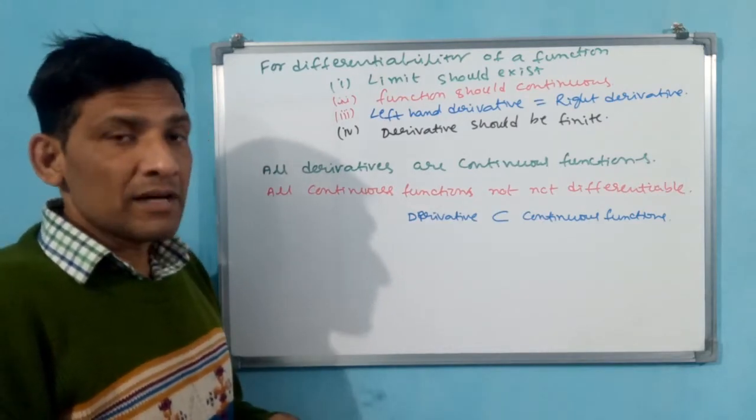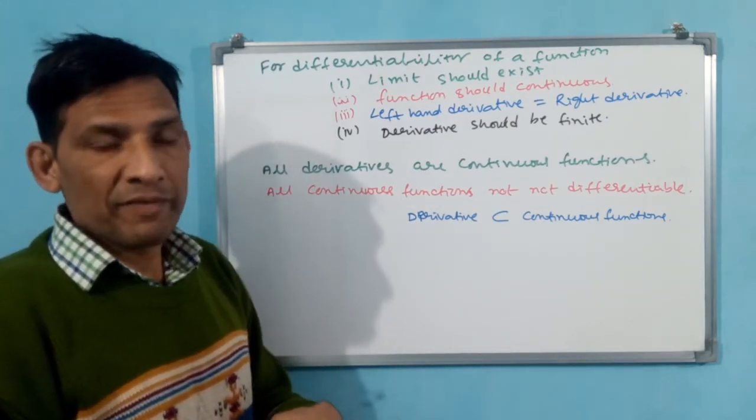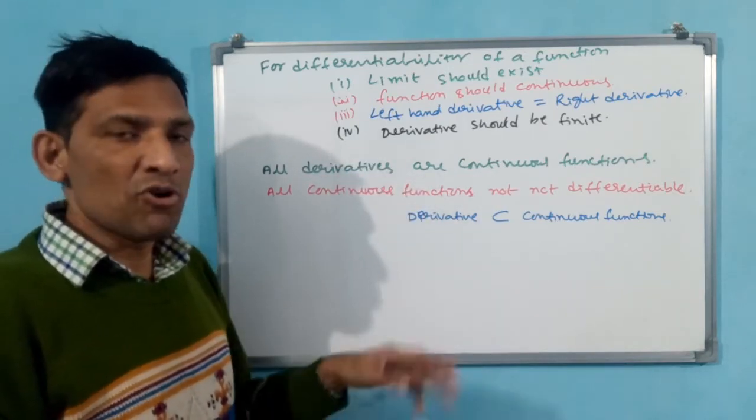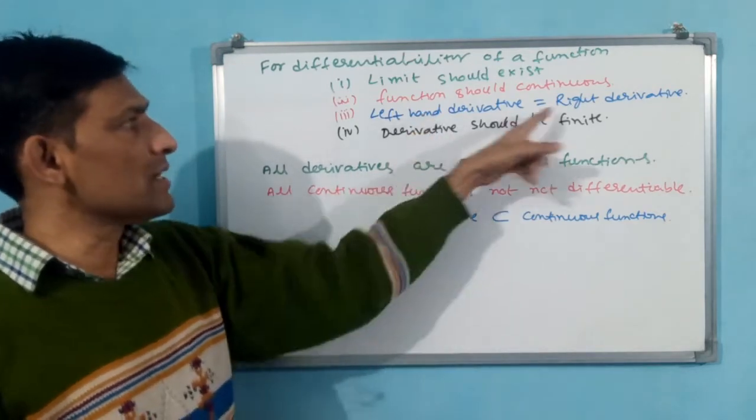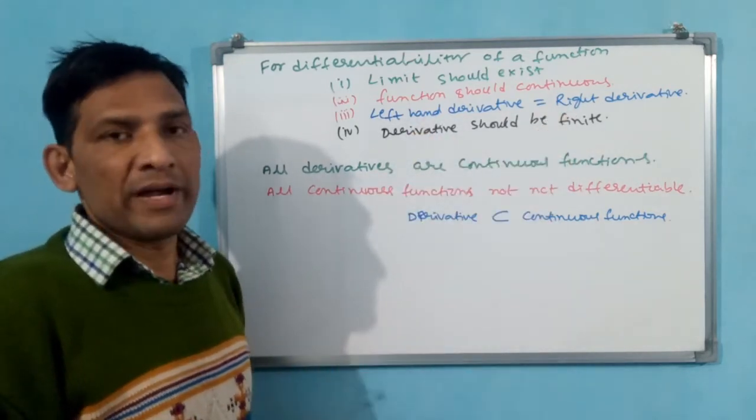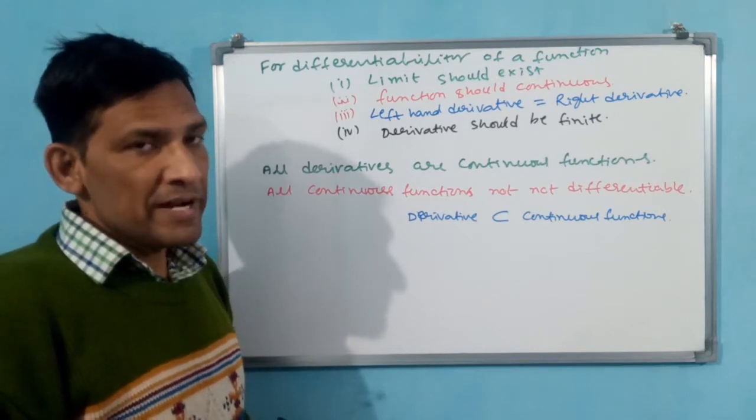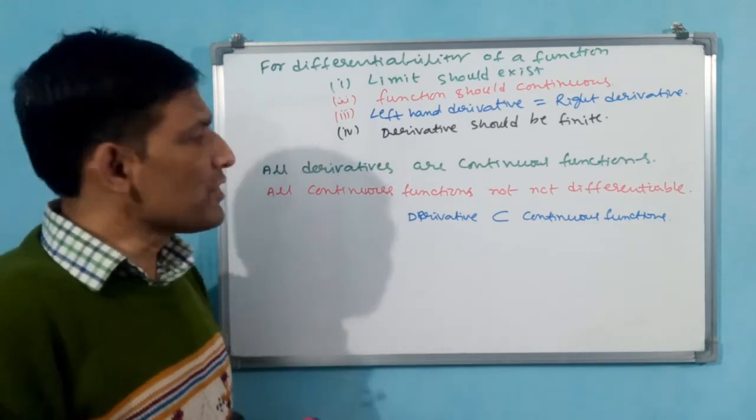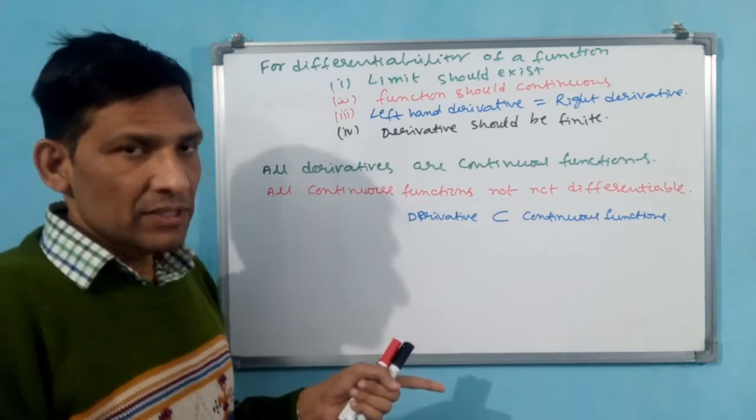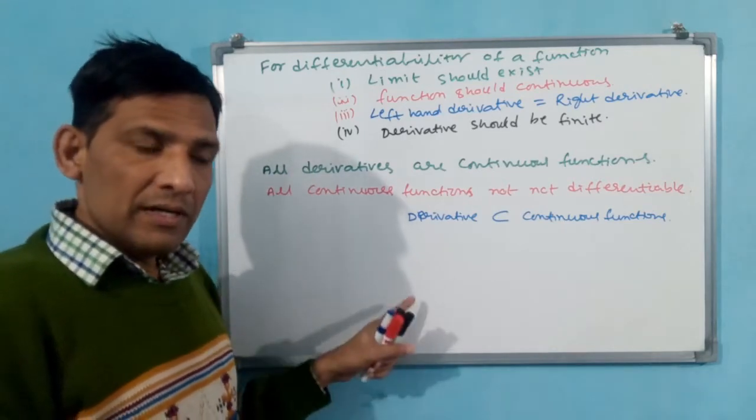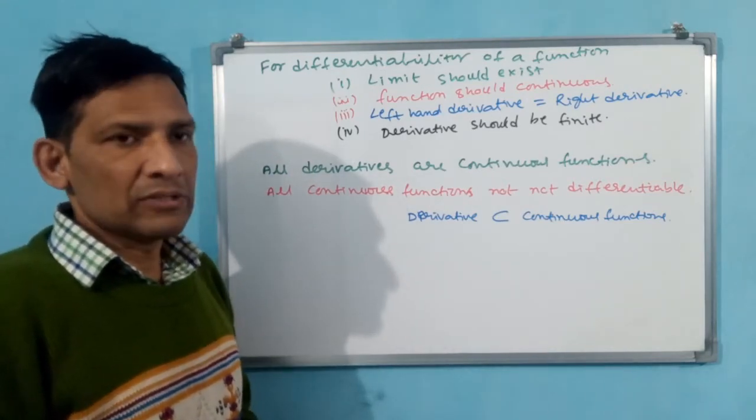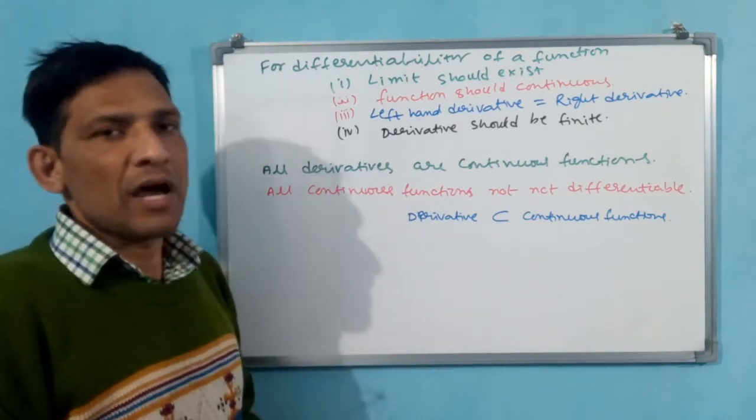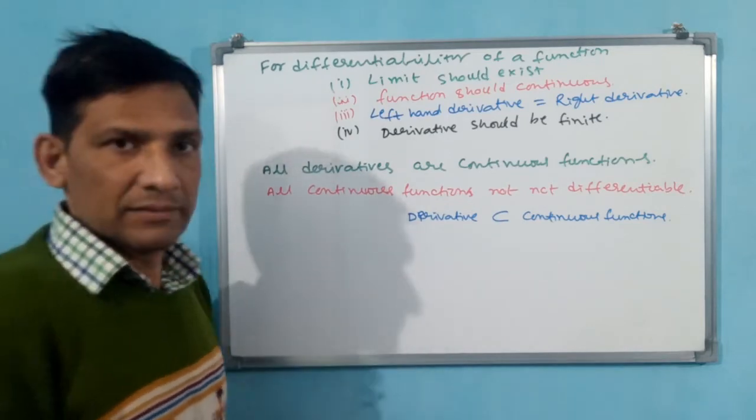Now you may ask, sir, which is that function which is continuous but not differentiable? Modulus x. We will see modulus x continuity and also its differentiability. Differentiability means we will find the left hand derivative and right hand derivative. If both are equal, that is differentiable. Continuity anyway will come. First I will check continuity of modulus x, then the left hand derivative and right hand derivative. Then you can understand whether this is a differentiable function or not. Okay, let us proceed further.